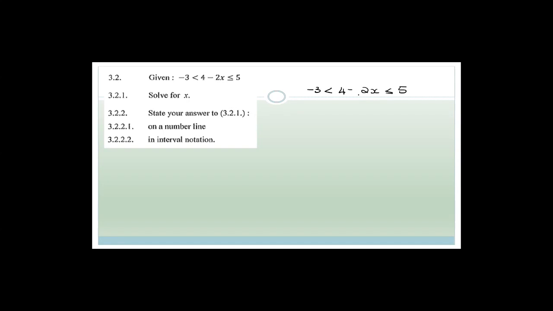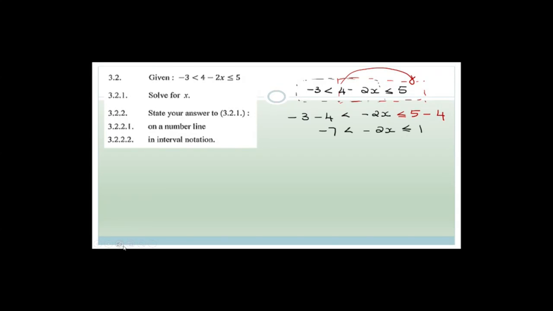The way we do this is you need to think of just the left-hand side of the inequality first. In order to solve this, do you agree we want to get the x by itself? So we're going to take the 4 across to the other side, so it becomes minus 3 minus 4 is smaller than minus 2x. Now we need to look at the right-hand side, and we're going to do exactly the same thing. We take this 4 to the other side, so it becomes smaller than or equal to 5 minus 4. Then let's neaten this up. Minus 3 minus 4 is minus 7, smaller than minus 2x, which is smaller than or equal to 1.